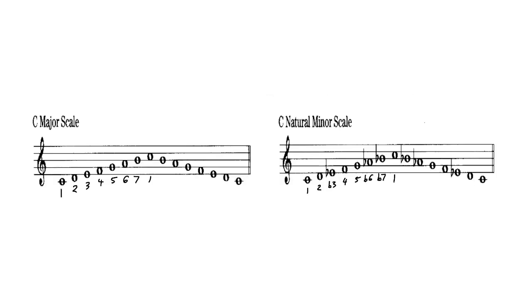Alright, I have no personality, so here's a theory only breakdown. On the left is the C major scale. If you flatten the 3rd, 6th, and 7th, you get a C natural minor scale. Natural minor scales are related to the major scale.